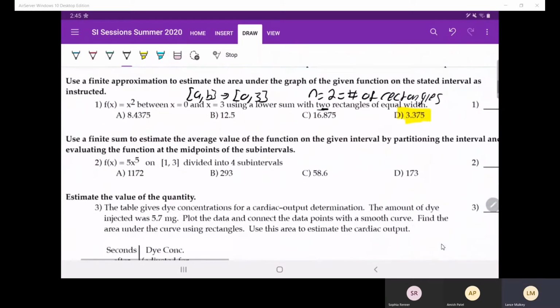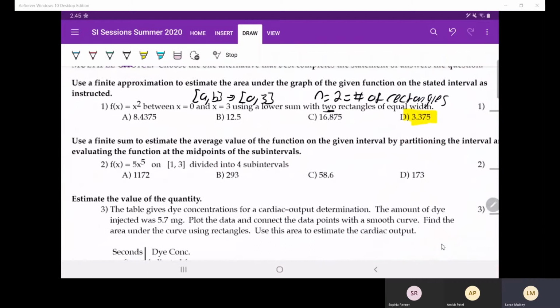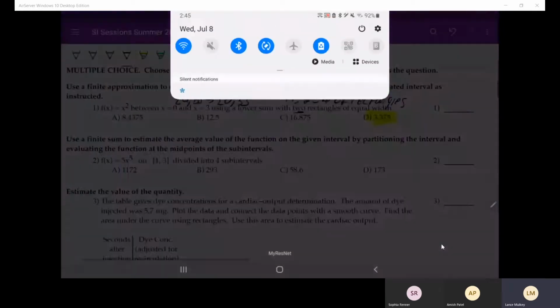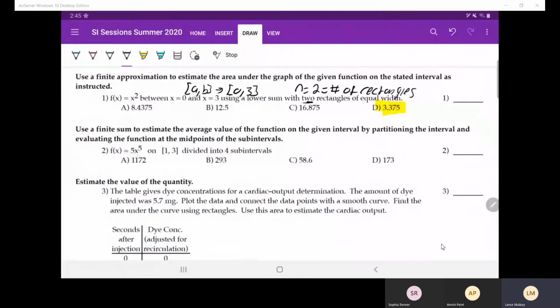I'm going to go ahead and try to do this one. Use a finite sum to estimate the average value of the function by partitioning the interval at the midpoints of 4 subintervals. So they don't have to be equal subintervals. And he just wants you to use the endpoints. I don't like these problems because you don't know where to start.